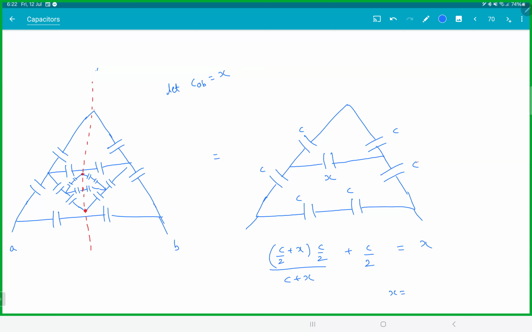Solve this, you'll get an answer. Root 3C by 2. Okay, I don't know. Check out your answer.